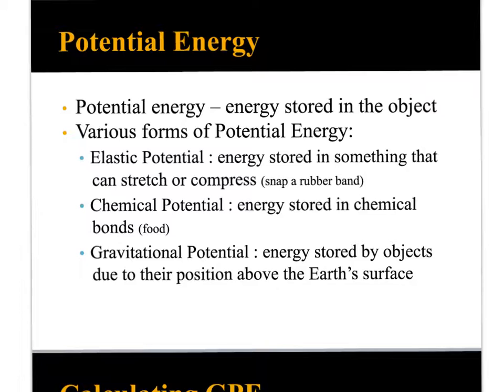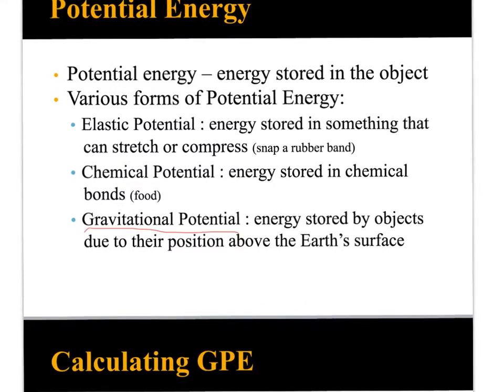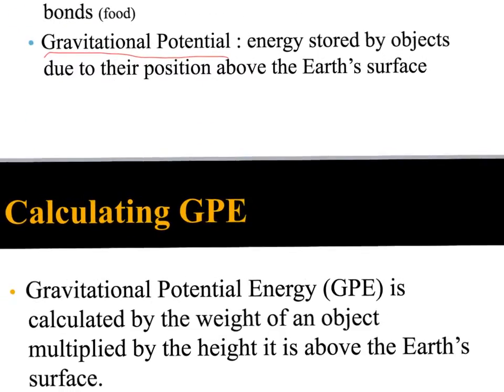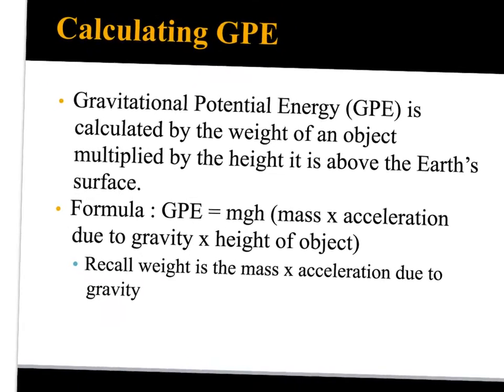And chemical potential energy, I already talked about that. That's energy stored in the bonds of food. And the one that we're going to focus on mathematically, especially to solve problems, is gravitational potential energy. This is when an object is above the Earth's surface. It has energy due to the fact that, as we've talked about already, all objects accelerate at 10 due to gravity.